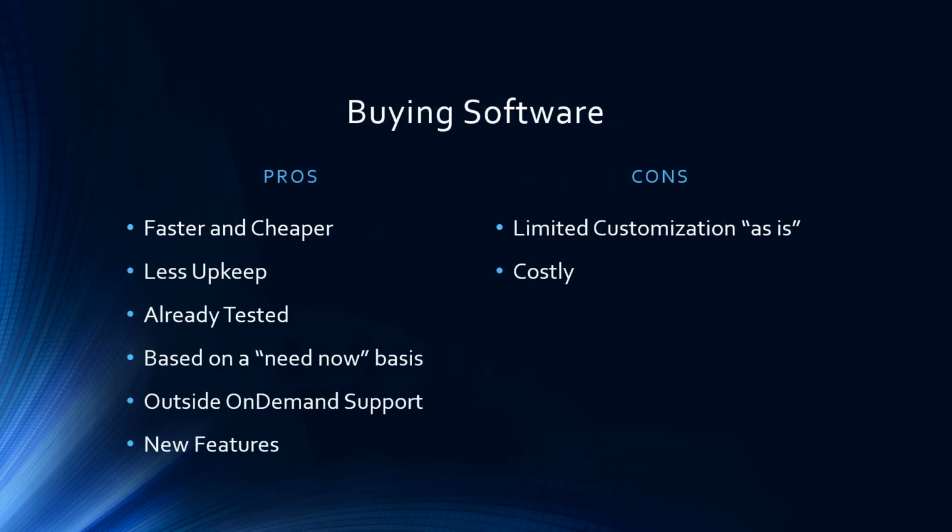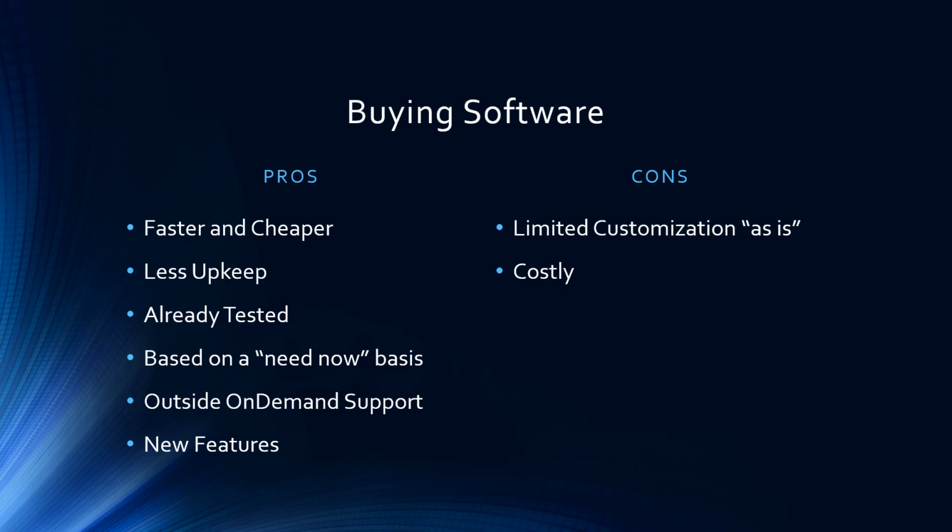Buying software. There are different pros and cons to buying software. Most people feel like buying software is a faster and cheaper route. There's less upkeep. It's already tested, therefore it already went through their own step-by-step process. If the software is proper usage, it is based on a need-now basis. For example, if an organization is just rolling out and they want to get the ball rolling, they would choose a software that's already created.